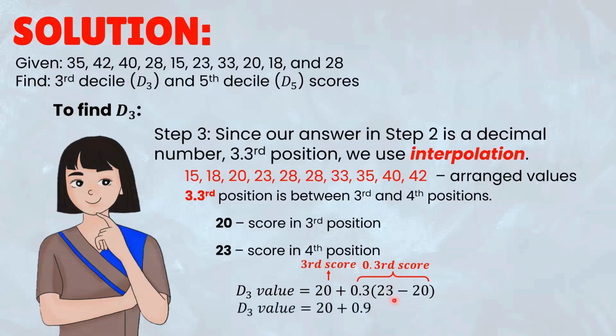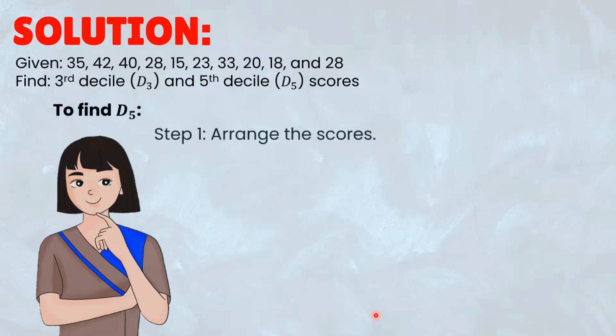Performing the process, we have 23 minus 20 is 3, times 0.3, that gives us 0.9. And then we just copy 20 plus. So 20 plus 0.9 gives us 20.9. Now our decile 3 value is equal to 20.9. Okay, next we find the decile 5 value, or the fifth decile.